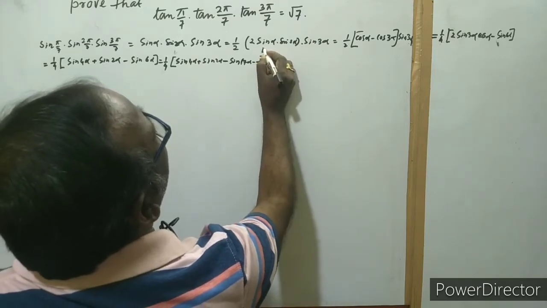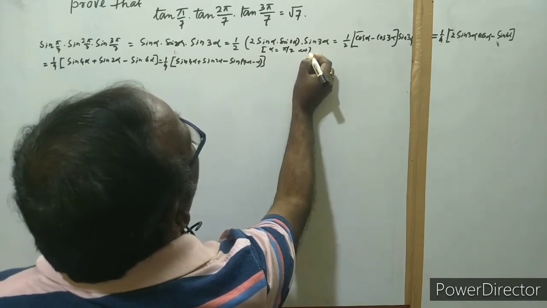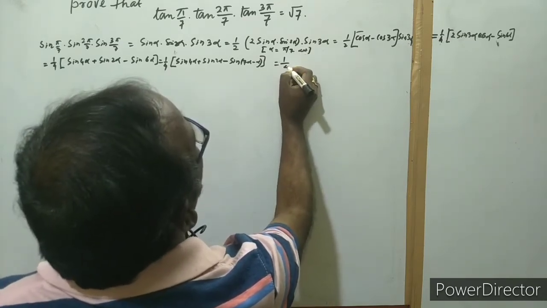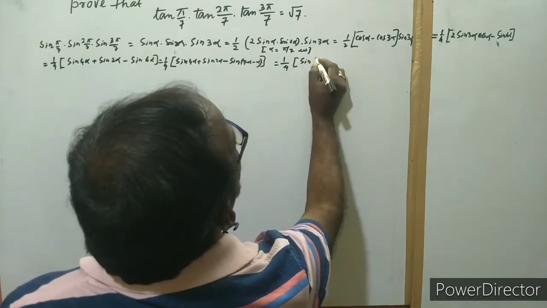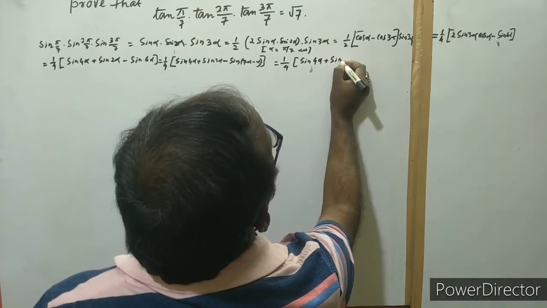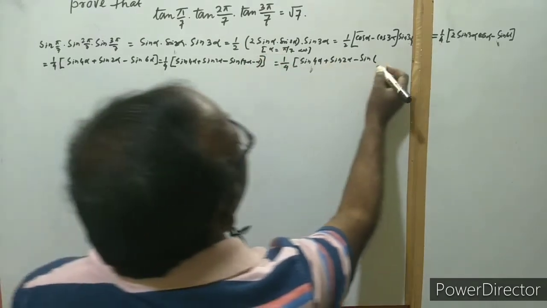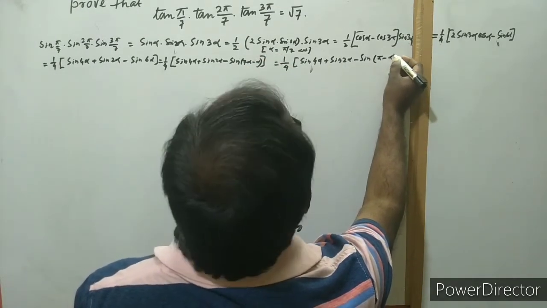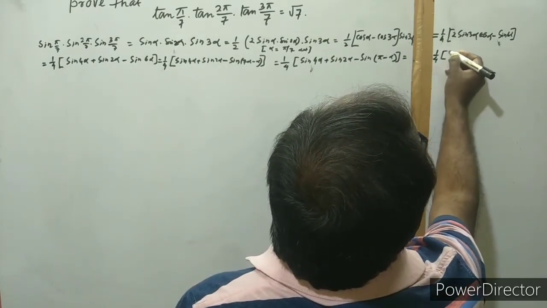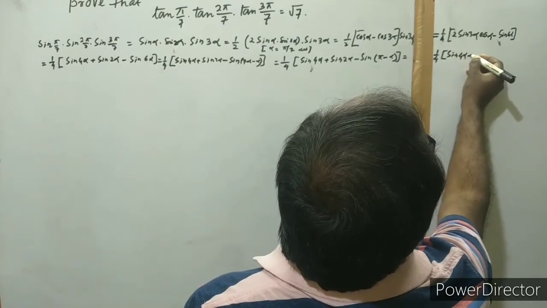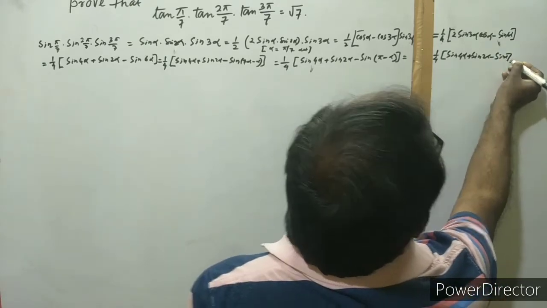And that is equal to 1 by 4 of sin 4 alpha, sin 2 alpha, and sin 7 alpha. This is pi minus alpha actually, and this is equal to 1 by 4 of sin 4 alpha plus sin 2 alpha minus sin alpha.